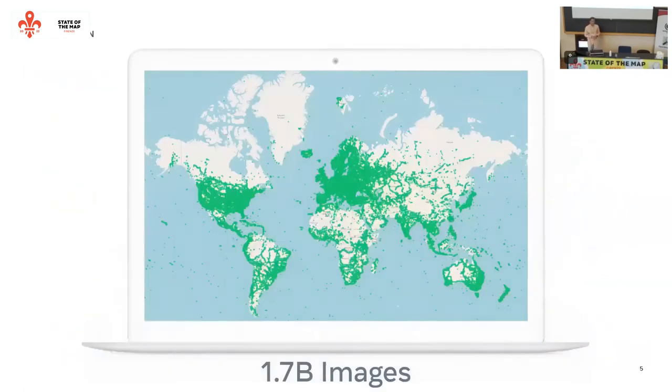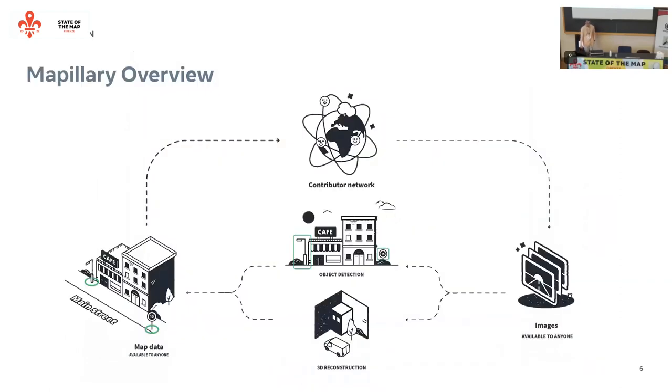At the moment we have 1.7 billion images on the platform. It's crowd-sourced from the community, from partners, and from all the OSM community members who are contributing to Mapillary. We also have several integrations with iD and JOSM, and I will show some examples. So this is pretty much the overview of Mapillary.